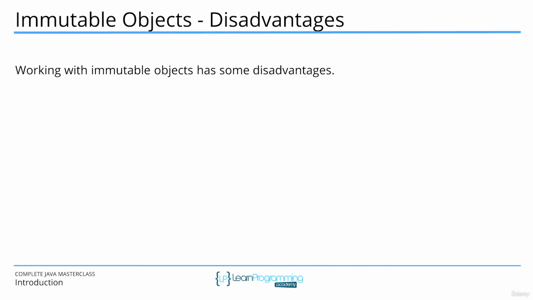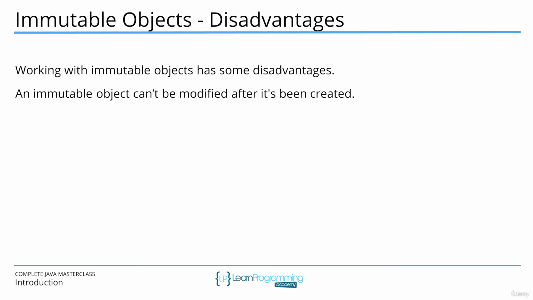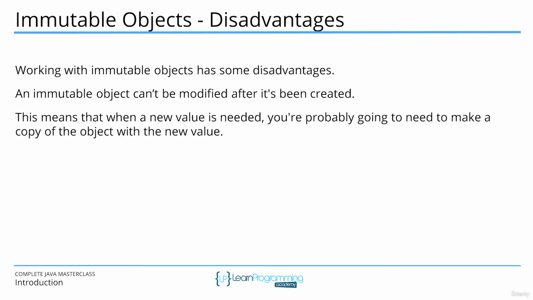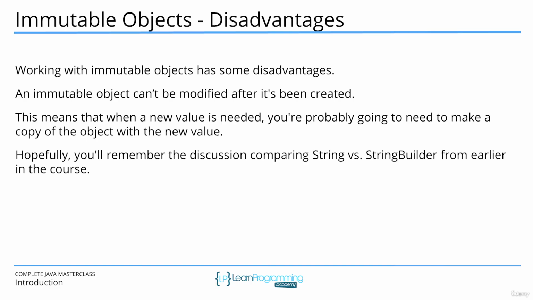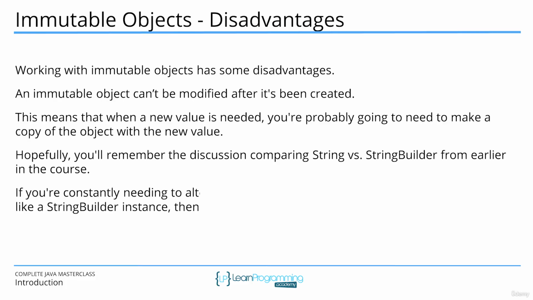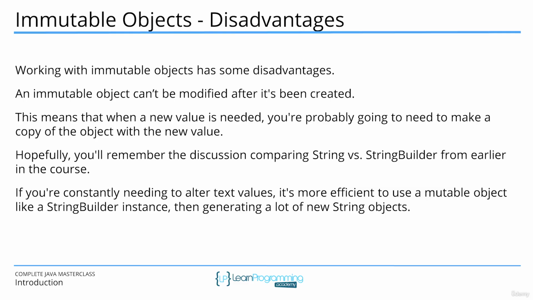Working with immutable objects has some disadvantages. An immutable object can't be modified after it's been created. This means that when a new value is needed, you're probably going to need to make a copy of the object with the new value. Hopefully, you'll remember the discussion comparing string versus string builder from earlier in the course. If you're constantly needing to alter text values, it's more efficient to use a mutable object like a string builder instance than generating a lot of new string objects.